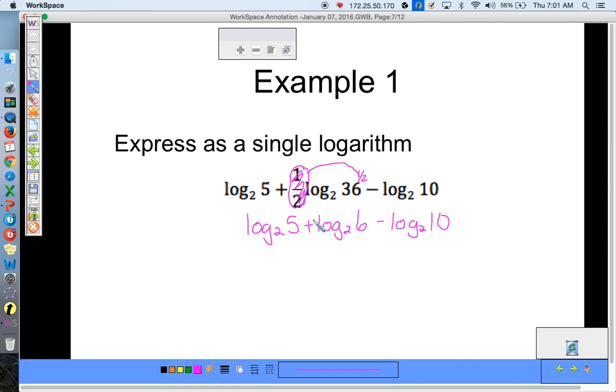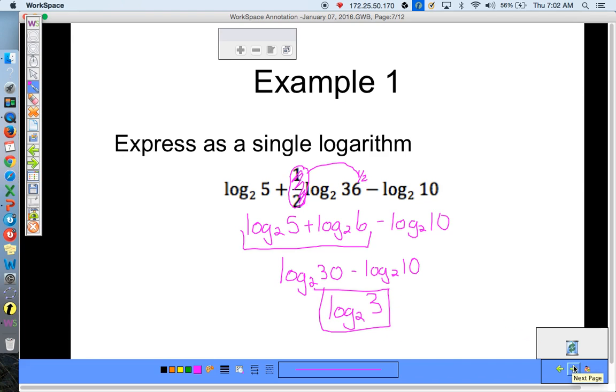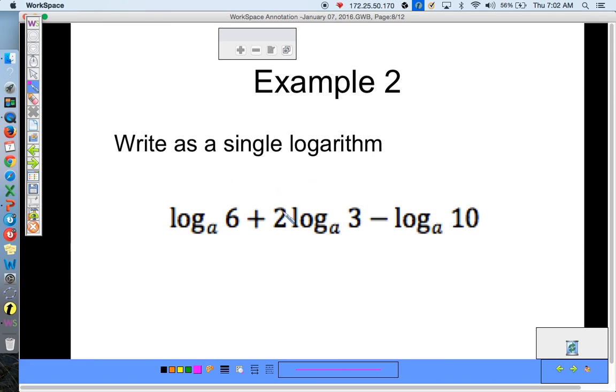And now since these are adding, we'll read it left to right with adding and subtracting. These two, we can go back to multiplying. And then we know subtraction goes to division. So log base 2 of 3. Single log again. Well, this is out in front, so we can put it as an exponent. So now that would be 9.